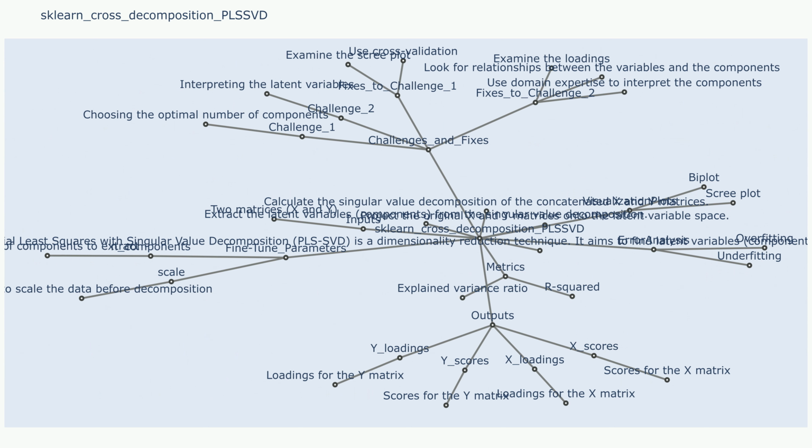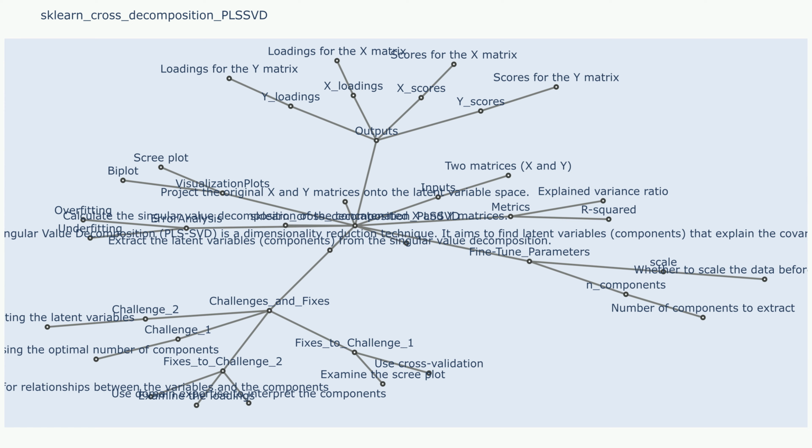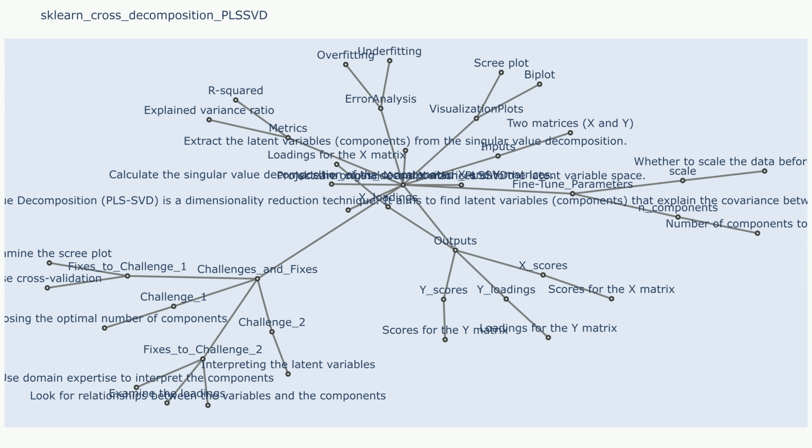Fine-tune parameters. N components, the number of latent variables to extract. This parameter controls the dimensionality reduction. Scale, whether to scale the X and Y data before performing PLS-SVD. Scaling can improve the performance if the variables have different scales. Algorithm. The algorithm used for SVD can be ARPACK for large matrices or full SVD for smaller matrices.